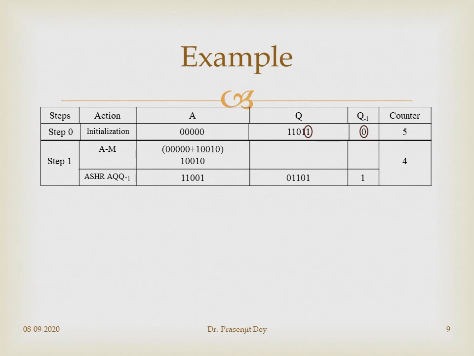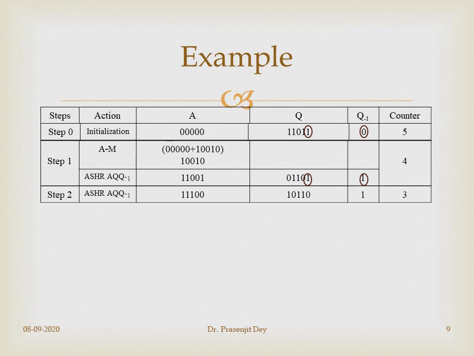Now we again check the LSB and previous LSB of the multiplier, which is 1 1. As it is 1 1, we do not perform any arithmetic operation. We simply do the arithmetic right shift of the A, Q and Q minus 1 registers, which gives us the value 1110010101. After the second step we decrement the counter again by 1 and the counter value becomes 3.